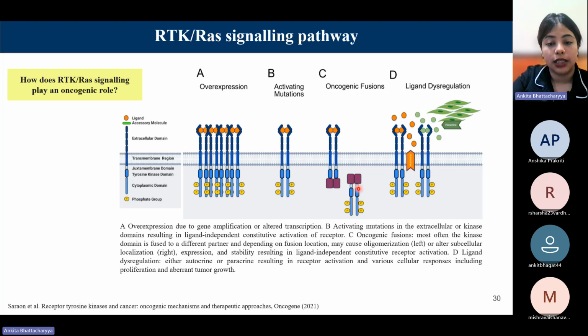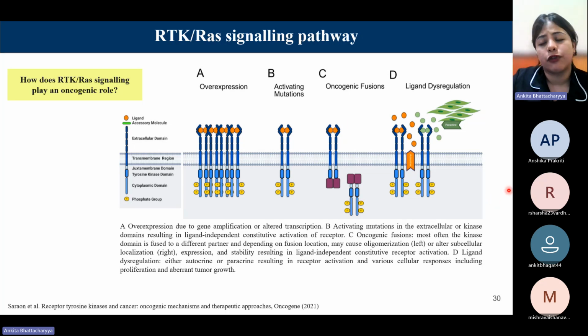So in a lot of cases, these fusions are oncogenic, which means they are cancerous events. More often, the kinase domain actually fuses to a different partner. And what it can eventually lead to is oligomerization, some altered subcellular localization, some very strange expression, strange stability, all of which leads to very abnormal activation of these receptors. So in this case, it might be that once this has bound and this receptor is switched on, the pathway is always on. Or in this case, you can see this also leads to a constitutively switched on pathway. So basically, things go wrong. That is the crux of the story. So oncogenic fusions are another very common subtype of events that very frequently occur.